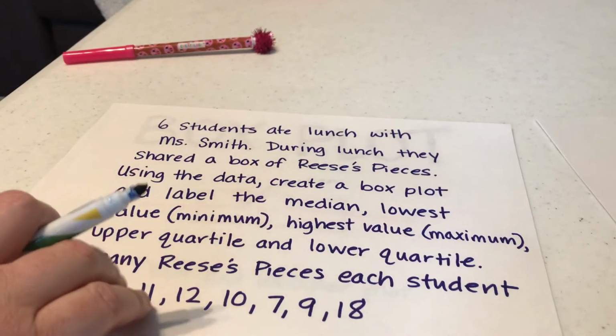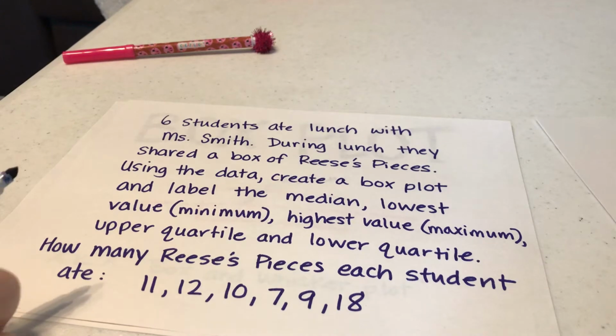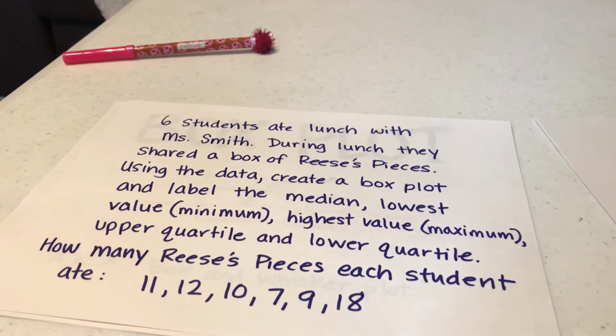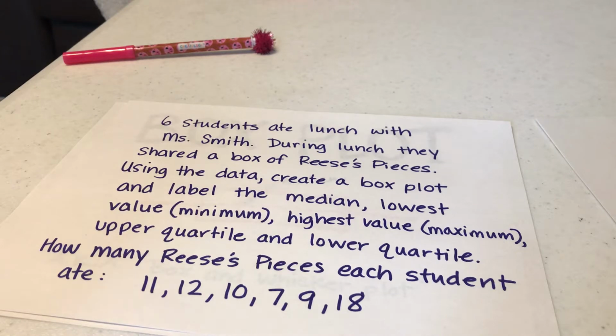This is a type of question that you might get for a box plot. 6 students ate lunch with Miss Smith. During lunch, they shared a box of Reese's Pieces. Using the data, create a box plot and label the median, the lowest value, which is known as the minimum, the highest value, which is known as the maximum, upper quartile, and lower quartile. And then how many Reese's Pieces each student ate are listed: 11, 12, 10, 7, 9, and 18. Go ahead and take a second to reread that on your own for just a minute.